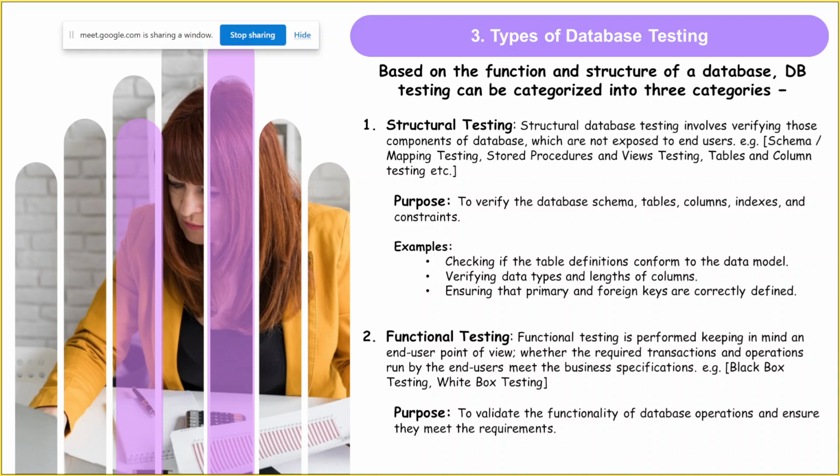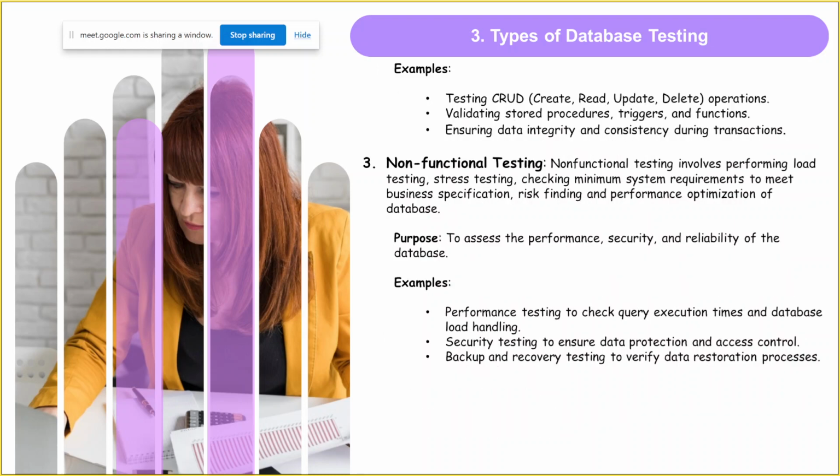And another type of database testing is functional testing, as you have on your normal UI testing. Functional testing is performed keeping in mind an end user point of view, whether the required transaction operation run by the end user meets the business specification. That is the blackbox testing and the whitebox testing. We all know that. So you are checking the functional requirement of the DB.